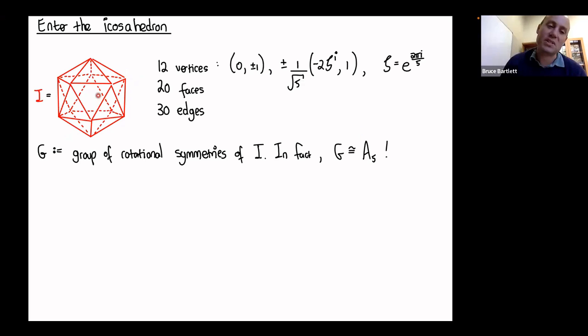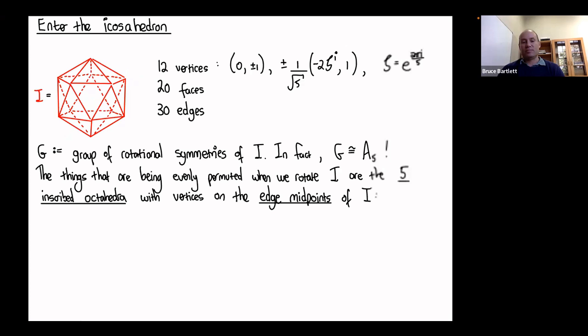How does this work? How does the rotational group of symmetries of the icosahedron end up being isomorphic to the group of even permutations of 5 objects? The things that are being evenly permuted when we rotate the icosahedron are the 5 inscribed octahedra with vertices on the edge midpoints of the icosahedron.